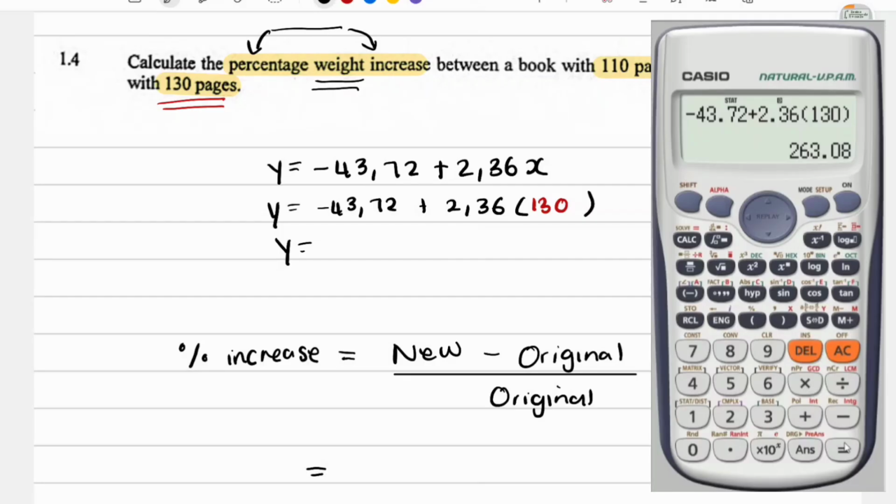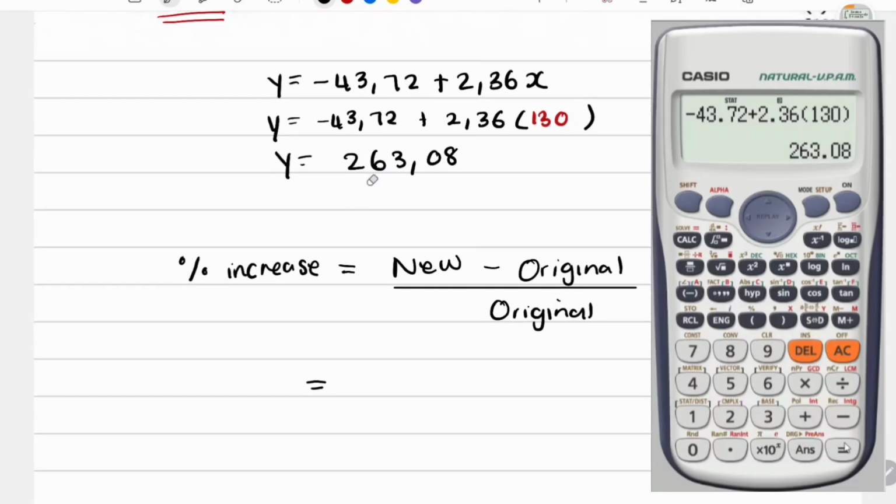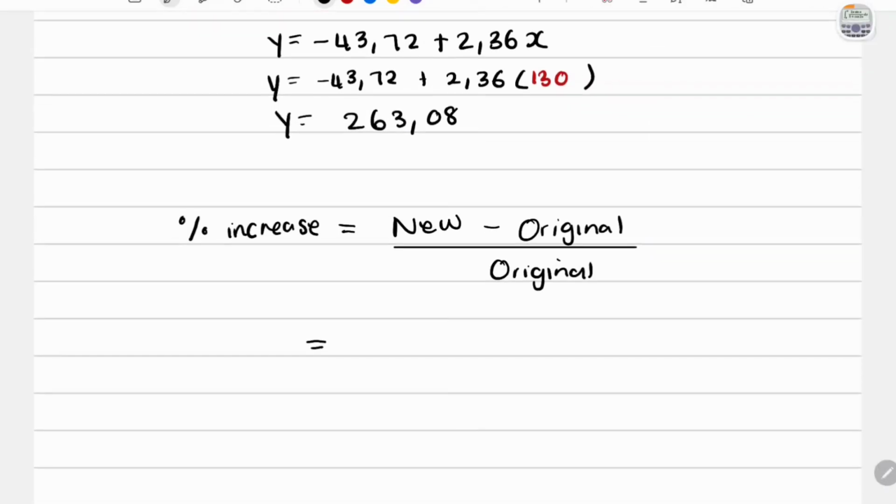Okay, so that is equal to, and we get 263.08. Okay, so those are the results. That is the weight. So let's take, first of all, the new weight that we have, which would be this 263.08. And I notice now I didn't include a specific thing. This is just to find, well, this will not be the percentage yet. So you'd have to multiply by 100 to make it a percentage.